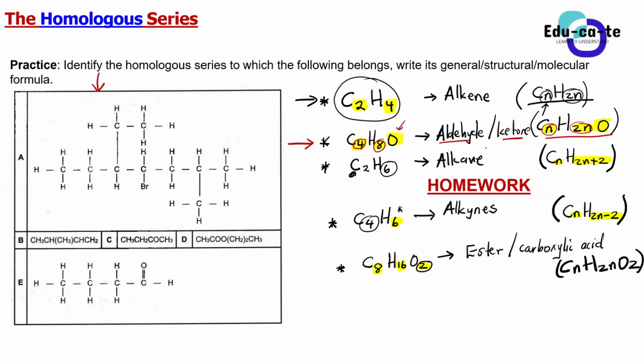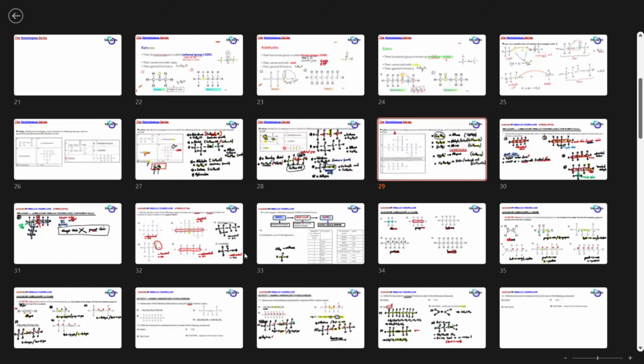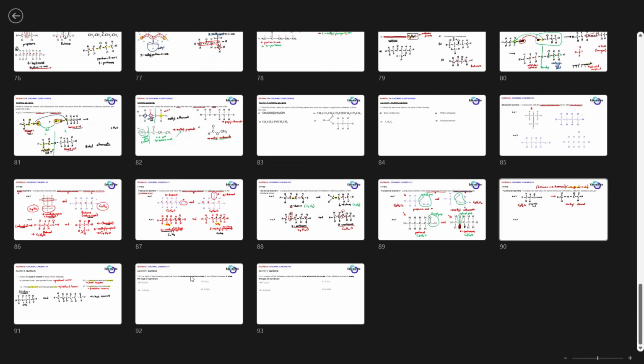So I don't know if you guys are still failing to identify it from isomers now. It seems like it's a new thing. It's not a new thing, guys.